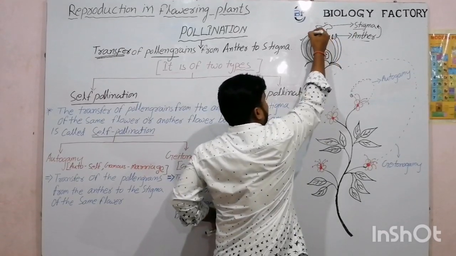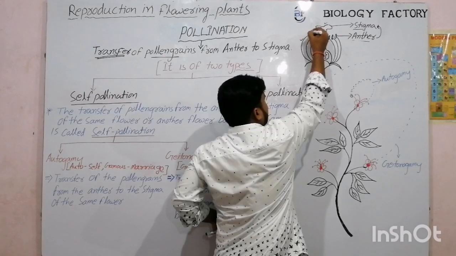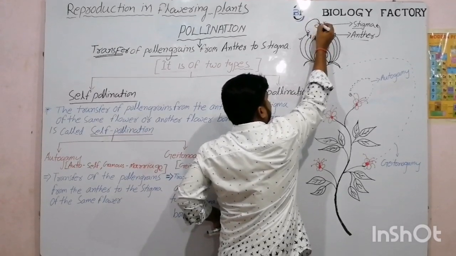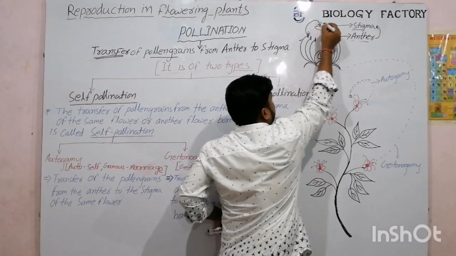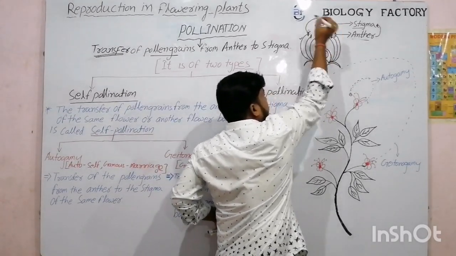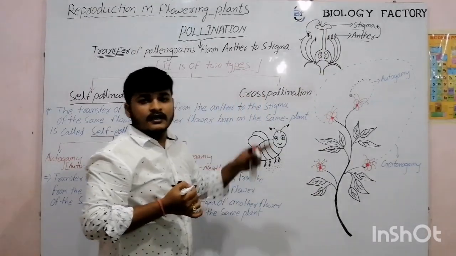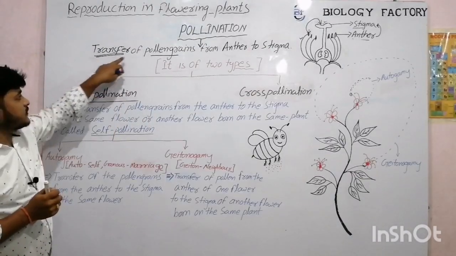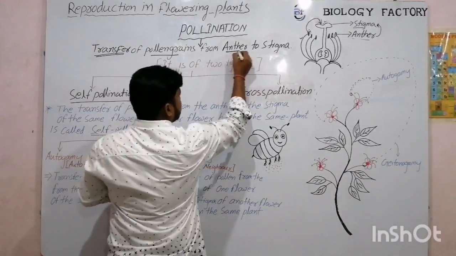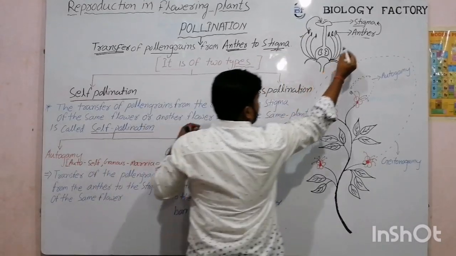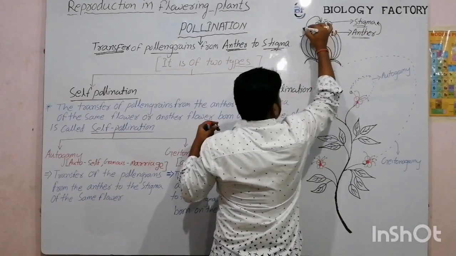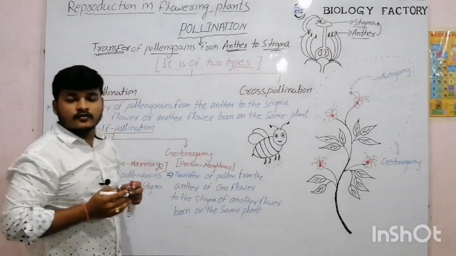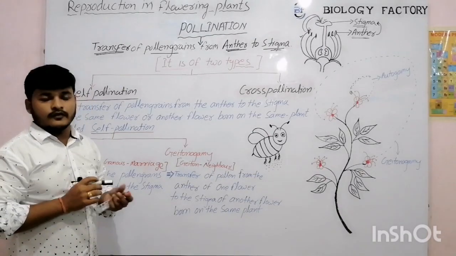When the pollen grains are over here, that is the anther part. When the pollen grains are transferred from the anther to the stigma, that simple transfer process is otherwise known as pollination. So here is the definition: transfer of pollen grains from the anther to the stigma. This is the anther part, this is the stigma part. The transfer takes place from the anther to the stigma, and this simple process is known as pollination. Hope it is clear to all of you.